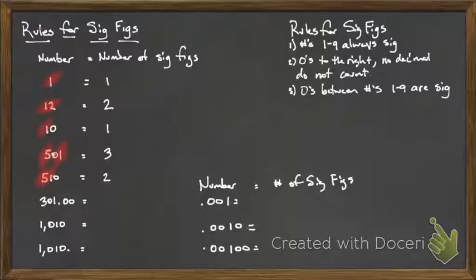Then we have issues with the number 301.00. When you see a number 301.00, there are 5 significant digits. We know that 3 and 1 count because they're numbers 1 through 9. The 0 will count here because it's between 2 sig figs. Okay, so that would be 3. So anytime you have a decimal and the zeros are trailing, they count.